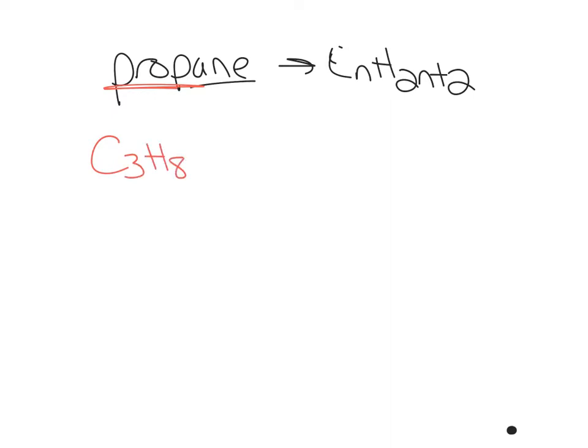And a complete combustion will always have oxygen with it, and our products will be CO2 plus water. Okay, so now that we've determined the chemical reaction, we just need to balance each side.